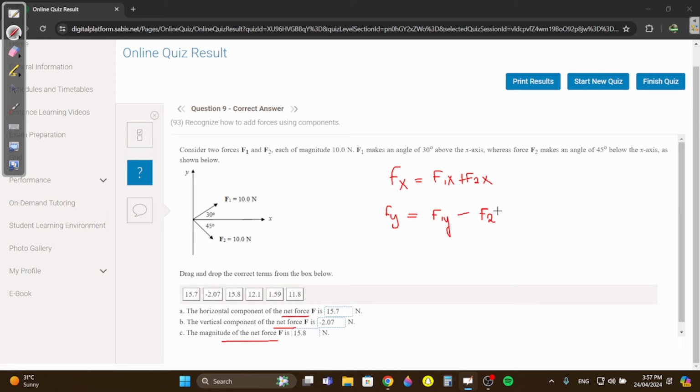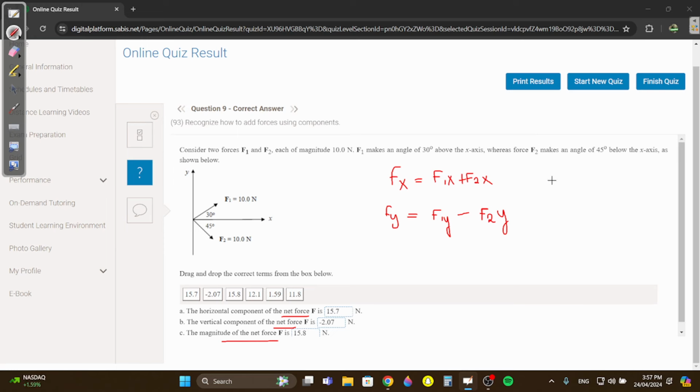Why minus? Okay, it's going to be minus because F2 is going down. Okay, so the y of F2 is going to be down, but it's still going to the right. That's why I kept the x positive. Okay, so let's find each one now.